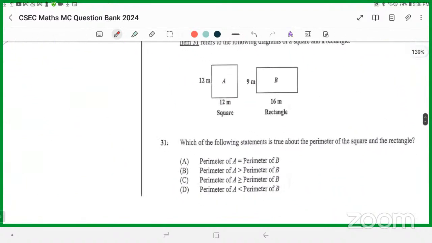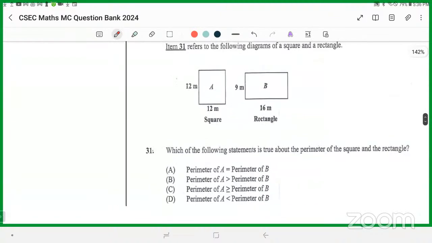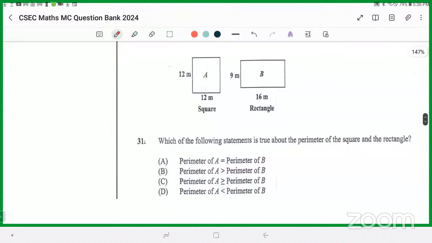All right, so we're getting into some rectangles and squares now. This question says, which of the following statements is true about the perimeter of the square and the rectangle? So the perimeter of this one is going to be 4 times 12, because each side is 12. Or you can say it's 2 times 12 plus 12. 12 plus 12, I multiply that by 2. That's 2 times 24, which is 48.